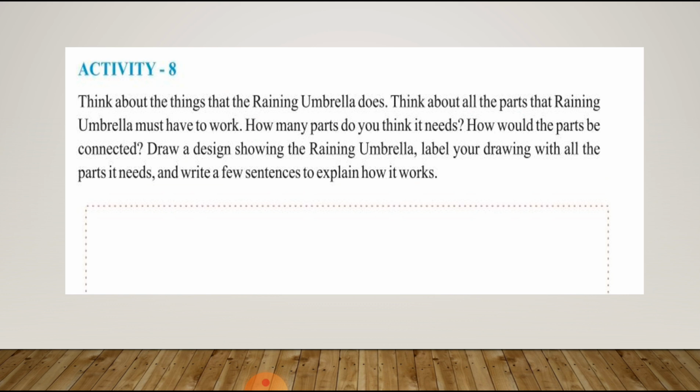And now, Activity 8: think about what the raining umbrella does. Think about all the parts the raining umbrella must have to work. How many parts do you think it needs? How would the parts be connected and designed? Draw the raining umbrella with all the parts it needs, and write a few sentences to explain how that umbrella works.